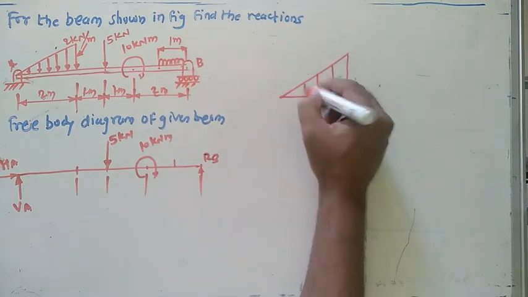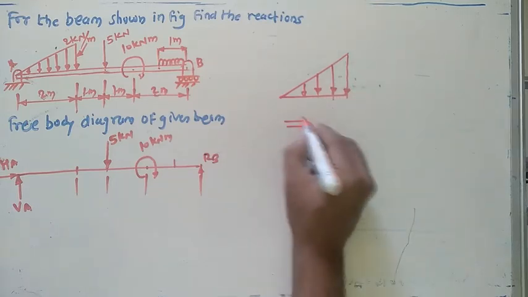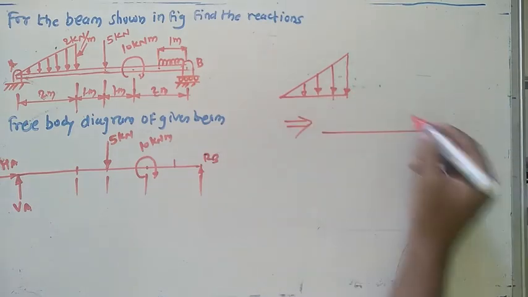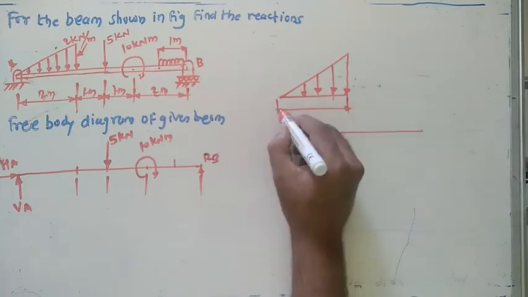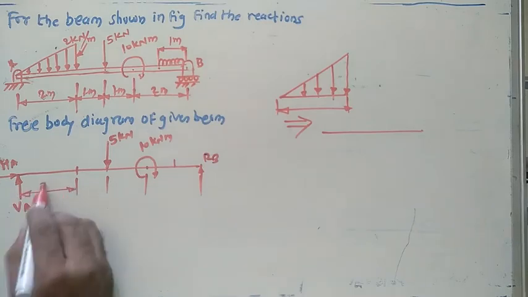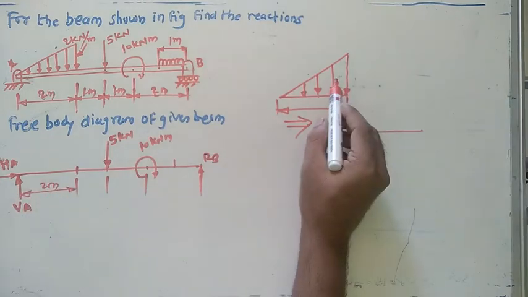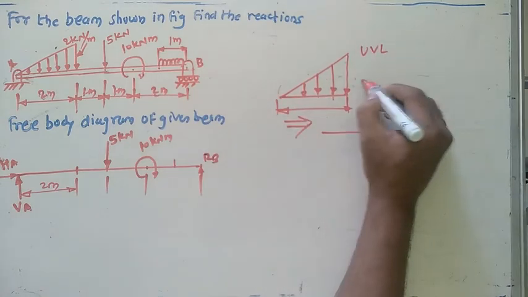This is actually a varying load with us. Just convert that uniformly varying load into a point load. What's the length for this span? I consider this length here, 2 meter. For this 2 meter length, convert this uniformly varying load into a point load.